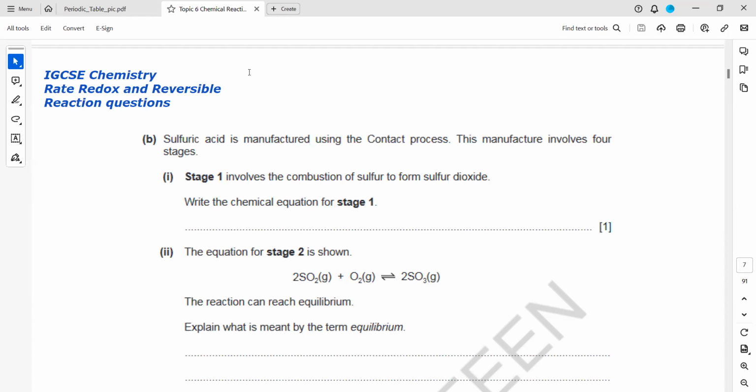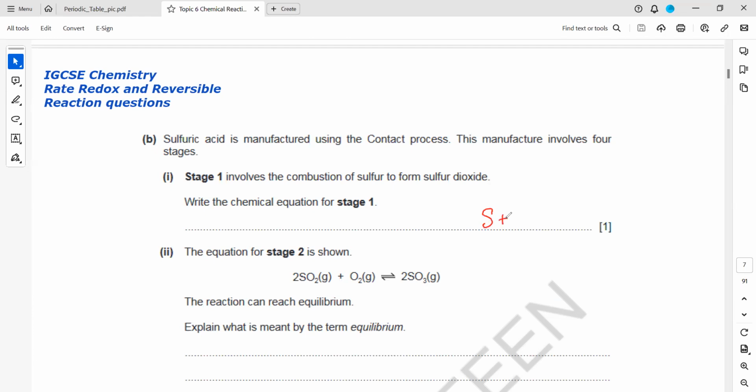Sulfuric acid is manufactured using the contact process. This manufacture involves four stages. Stage one involves the combustion of sulfur to form sulfur dioxide. Write a chemical equation for when we burn sulfur and give sulfur dioxide. What is the chemical equation?